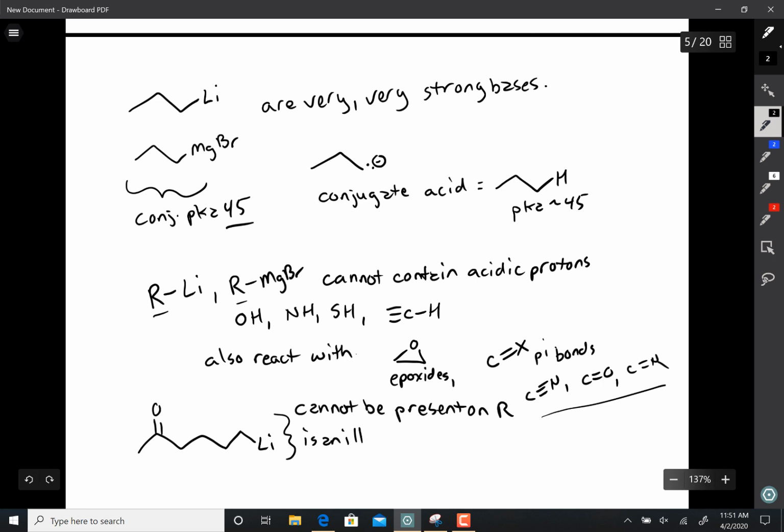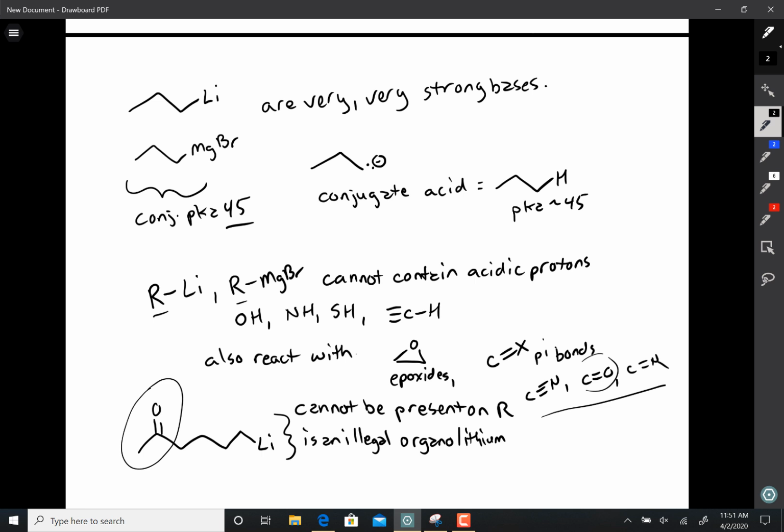is an illegal organolithium because it contains a carbonyl. Now the reaction of a Grignard and organolithium with carbonyl, that's covered in Chem 345. And so I wish it was in Chem 343, but alas, it's in Chem 345. So we're not going to talk any more about that other than you can't have these present.